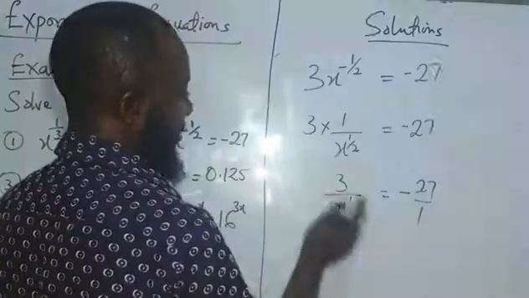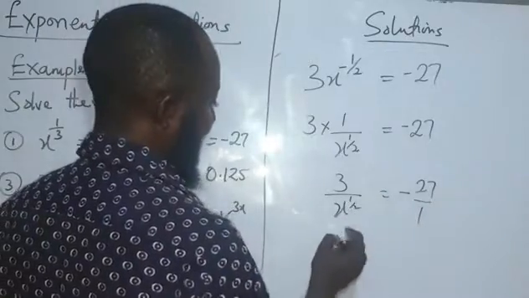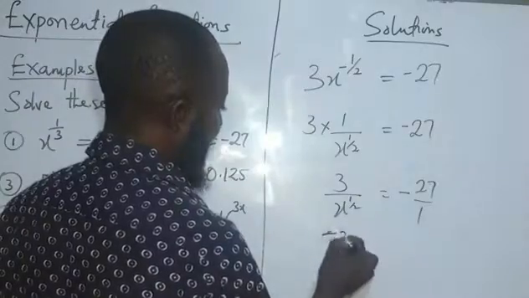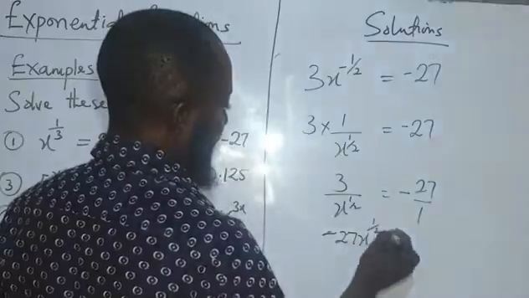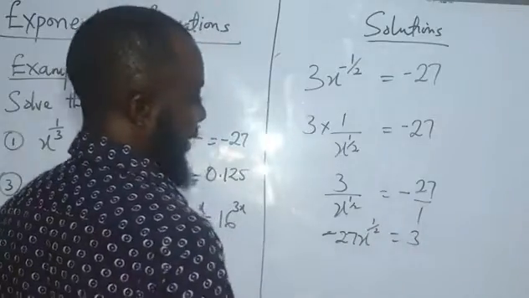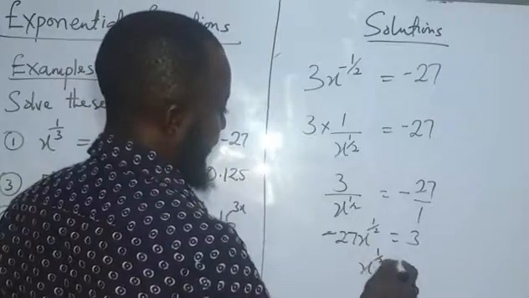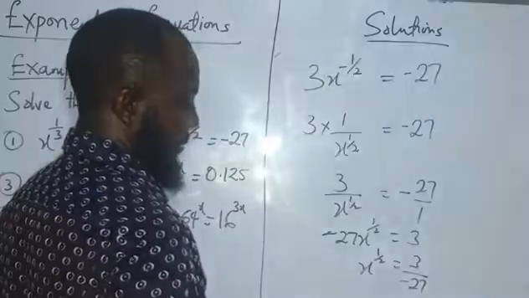When you cross multiply here, so that means this is multiplying this, we're going to have minus 27 x raised to half equals 3. So divide both sides by minus 27. That we're going to have x raised to half equals 3 all over minus 27. I believe I'm making sense.